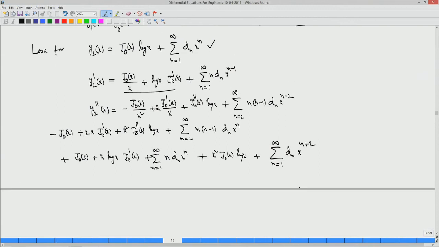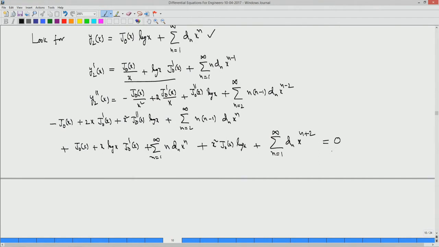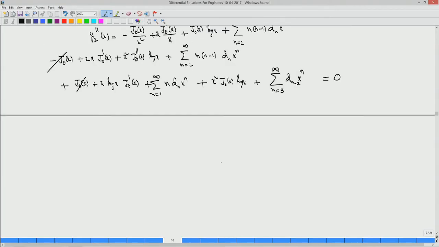So you see that this is what you substituted, and it is equal to 0. This is the equation. You see that all the powers of the series are x^n. So if you make n equal to n minus 2 in the last series, it becomes d_(n-2), and it starts from 3 to infinity.